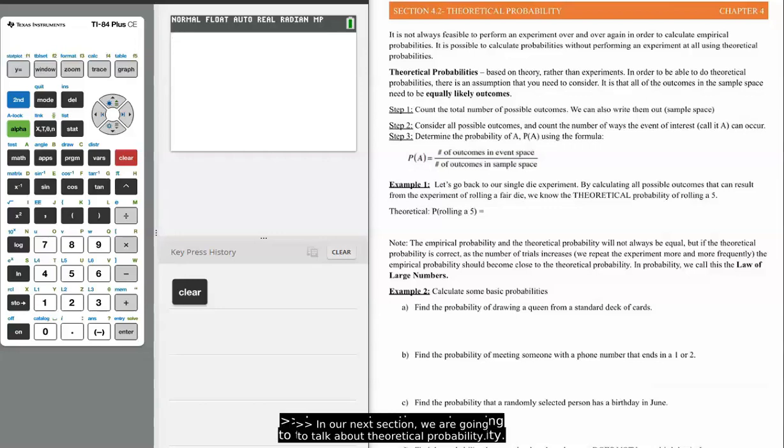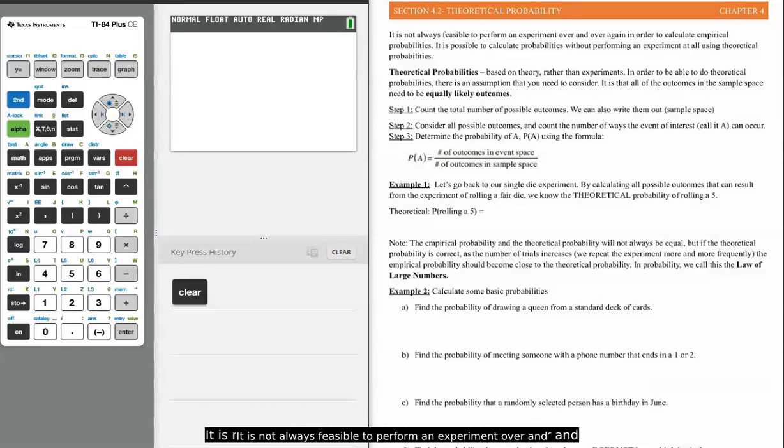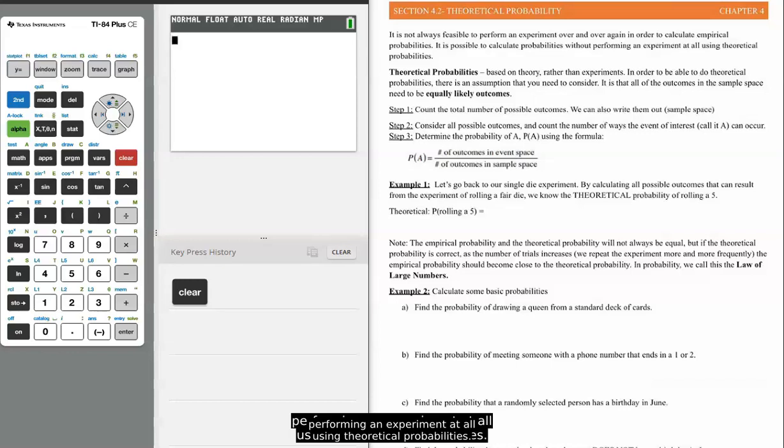So in our next section, we are going to talk about theoretical probability. It is not always feasible to perform an experiment over and over again in order to calculate empirical probabilities. It is possible to calculate probabilities without performing an experiment at all using theoretical probabilities. Our definition for theoretical probabilities is based on theory rather than experiments.